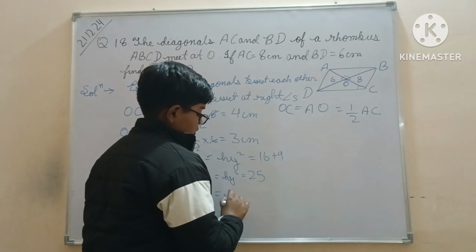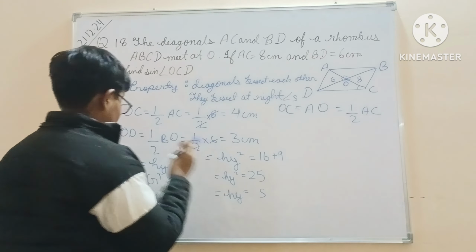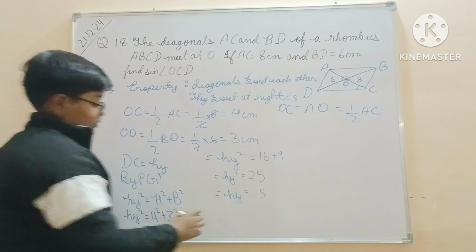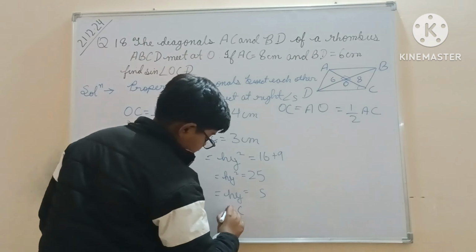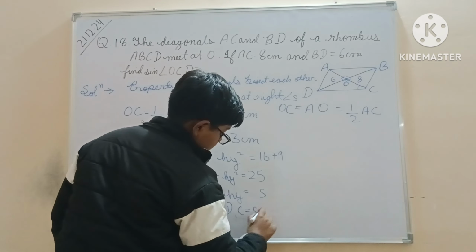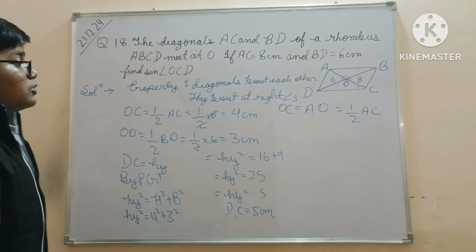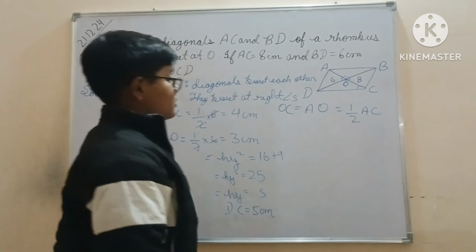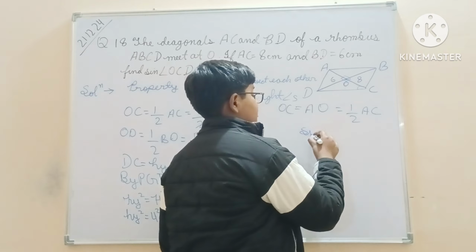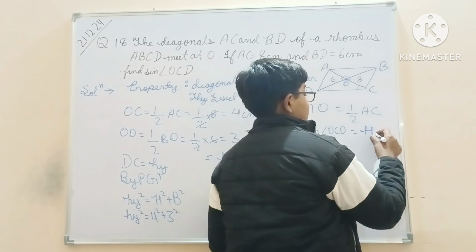And if both the values are rooted, hypotenuse will be equal to 5. Now we have found the value of DC as 5. DC is equal to 5 centimeter.